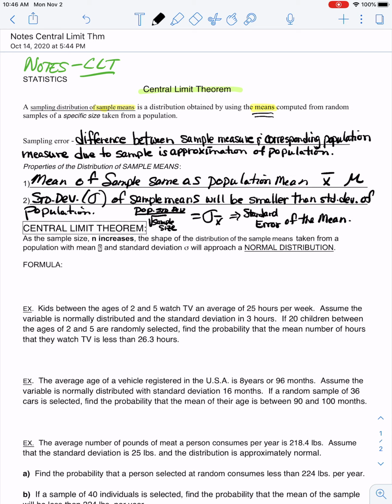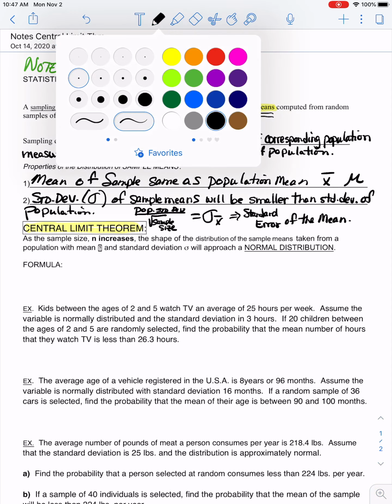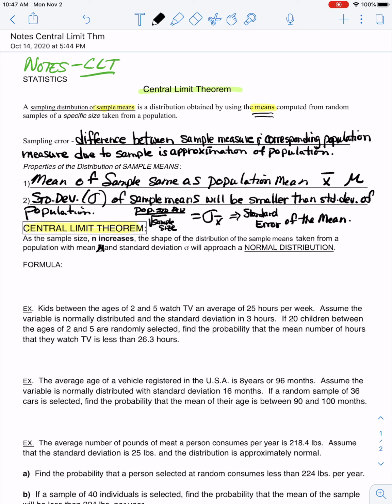Okay, so what do we have here? So the actual theorem itself, the central limit theorem. As the sample size n increases, the shape of the distribution of sample means taken from a population with mean mu, and standard deviation sigma, which you've seen before, will approach a normal distribution.